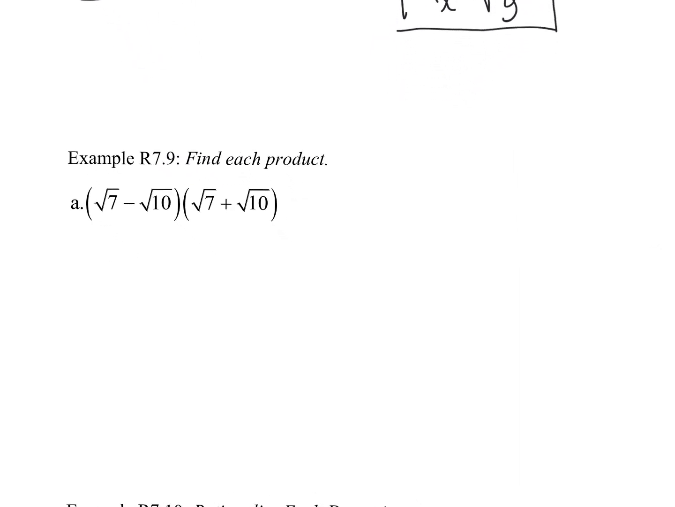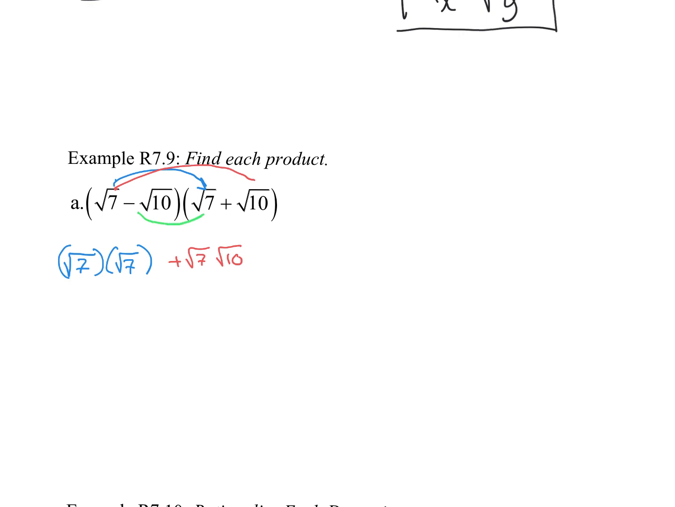Okay, we're going to FOIL. We got this. So I'm going to do square root of 7 times square root of 7. I'm going to write it all the way out. So this is the square root of 7 times the square root of 7. And then I'm going to do square root of 7 times square root of 10. So plus square root of 7 times square root of 10.